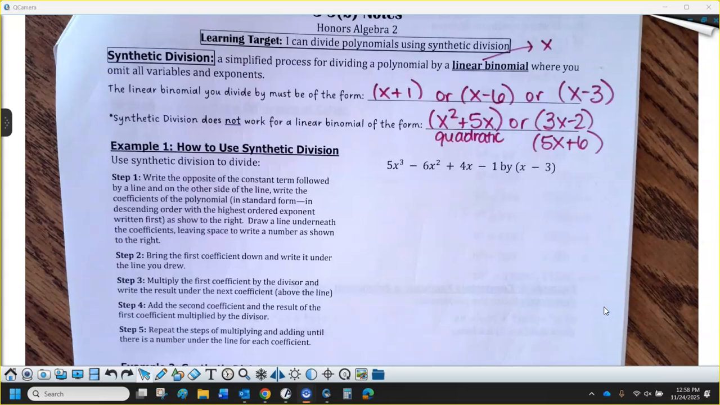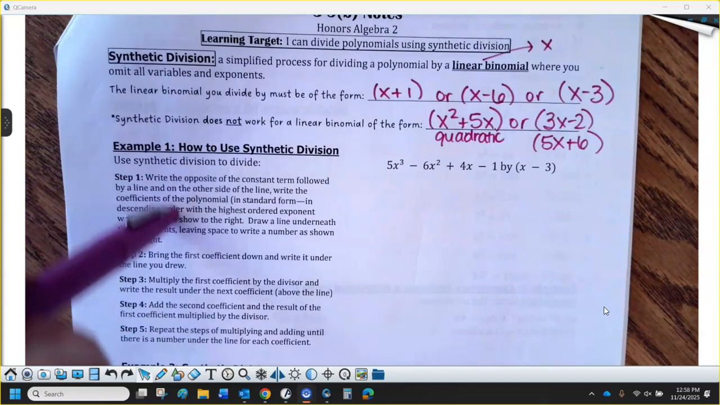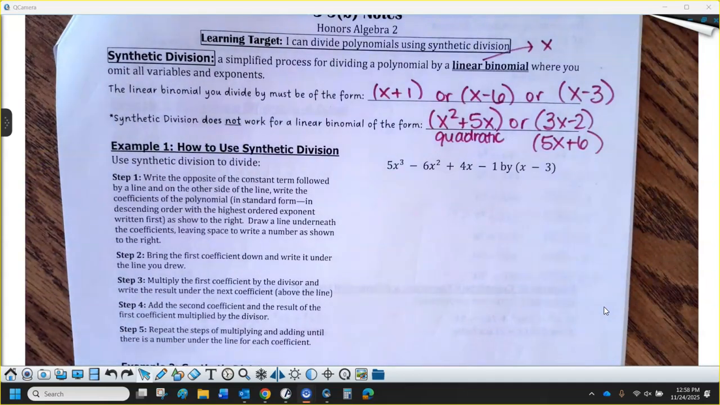However, this can save you a lot of time if you do have a linear binomial of the form x minus a number, x plus a number, which is what we're going to go through. This is very weird, I'm not going to lie to you, but once you get the hang of it, it can make the division process go super fast. Over here, this explains what I'm going to do, but I'm going to walk you through it. I'm not going to read it to you.